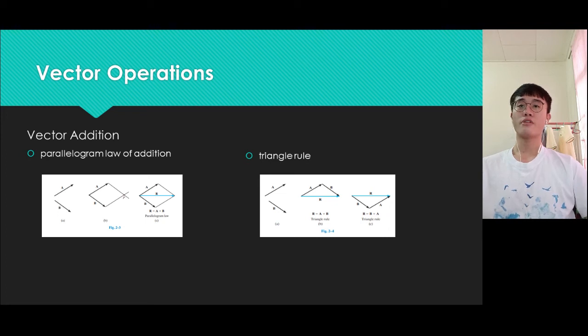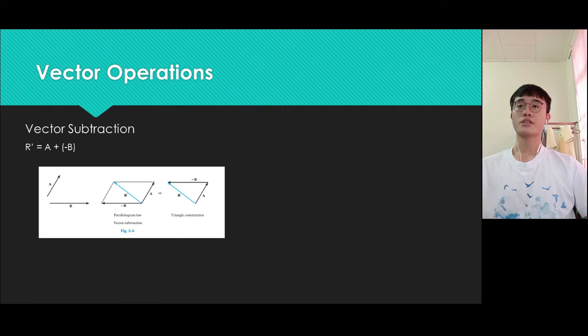There are two ways to perform vector addition. The figure here shows us how to perform the two methods. The first one is the parallelogram law of addition, and the second one is the triangle rule. Vector subtraction. Vector subtraction and vector addition are examples of vector operations. Vector subtraction is similar to vector addition by just changing the direction of the vector.